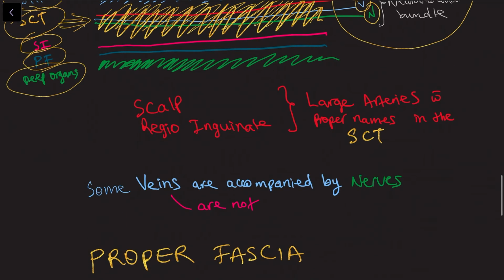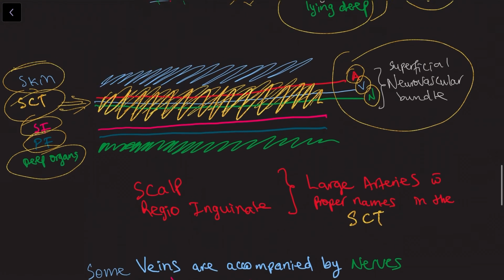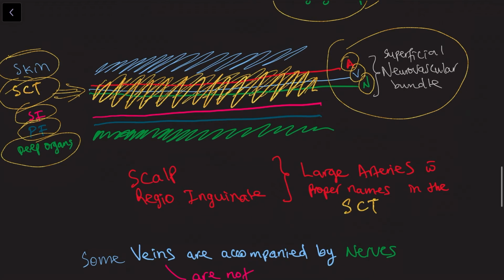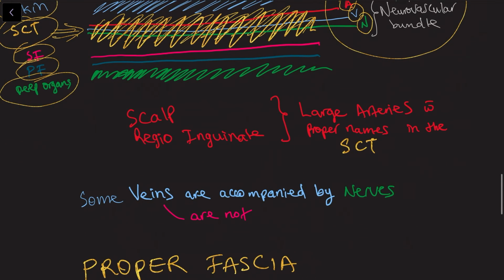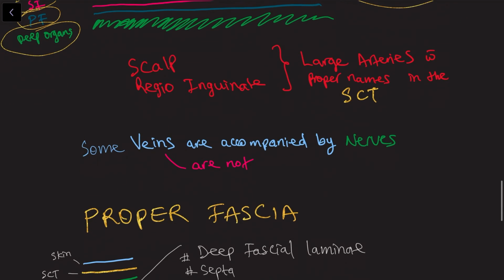Okay. Now, in places like the scalp and regio inguinale, the inguinal region, you will find large arteries instead of just common small caliber arteries. You'll find large arteries which are designated specific proper names within the subcutaneous tissue. It's also important to take note that some veins are accompanied by nerves, whereas some are not.